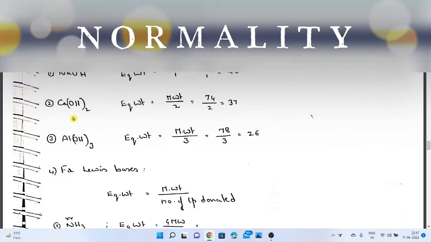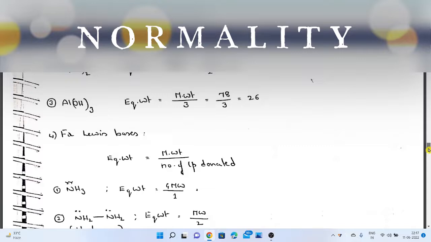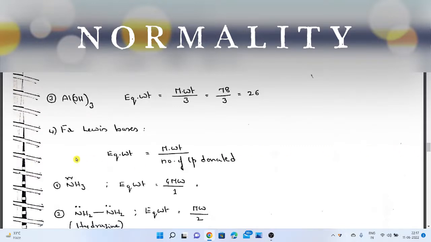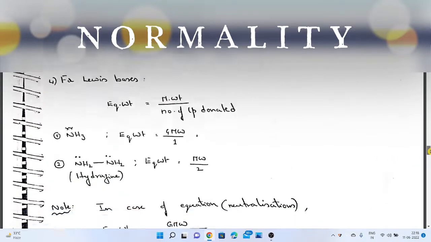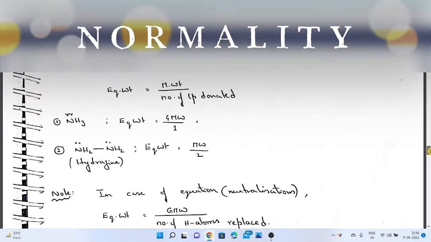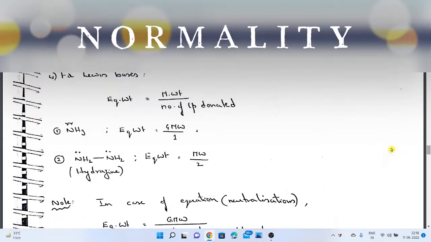So equivalent weight is equal to gram molecular weight divided by acidity. Acidity is the number of OH groups present in the base. In NaOH, there is one OH, so equivalent weight equals molecular weight divided by 1, so 40 is the gram equivalent weight for sodium hydroxide. Similarly, Ca(OH)2 has two OH groups, so the gram equivalent weight is 37, and acidity is 2. For aluminum hydroxide, acidity is 3.